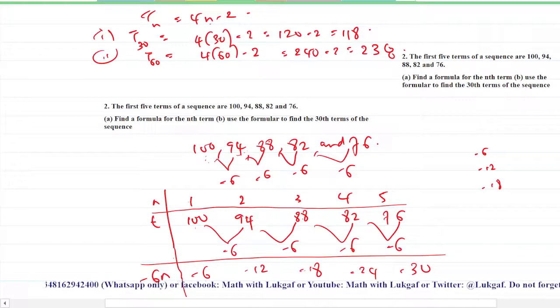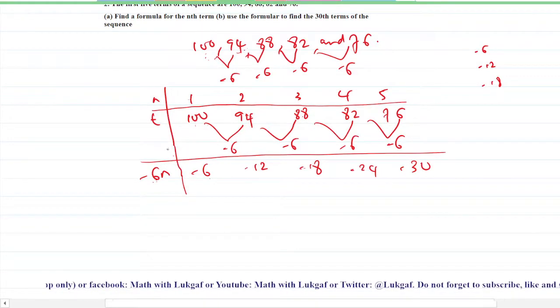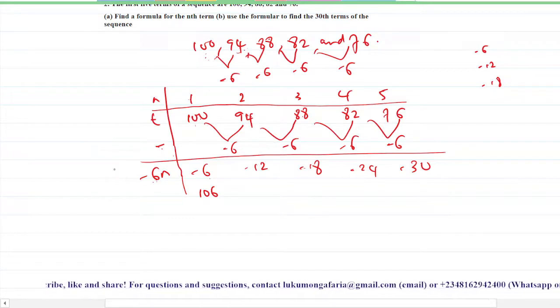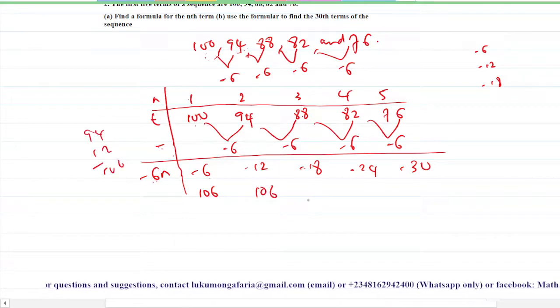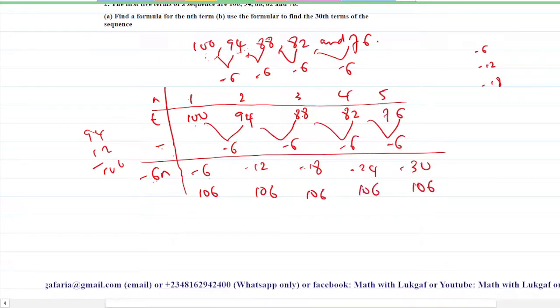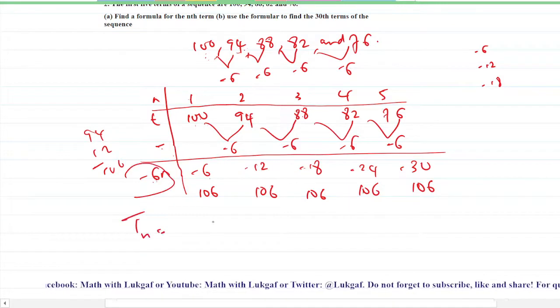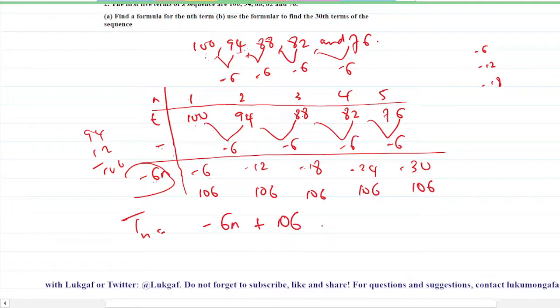So what am I going to do? This is the term and this is the general term. Then you can subtract. That will give you 100 minus minus 6, that will give you 106. 94 minus minus 12, that is 94 plus 12, is also 106. You observe that you are going to have 106, 106, 106 for each of the differences you are taking. Then you can conclude that your Tn will be, don't forget I said, this general term minus 6n plus the difference you are having.